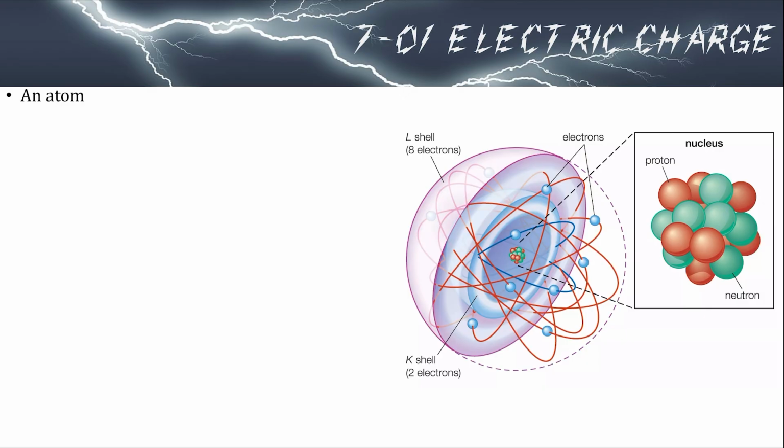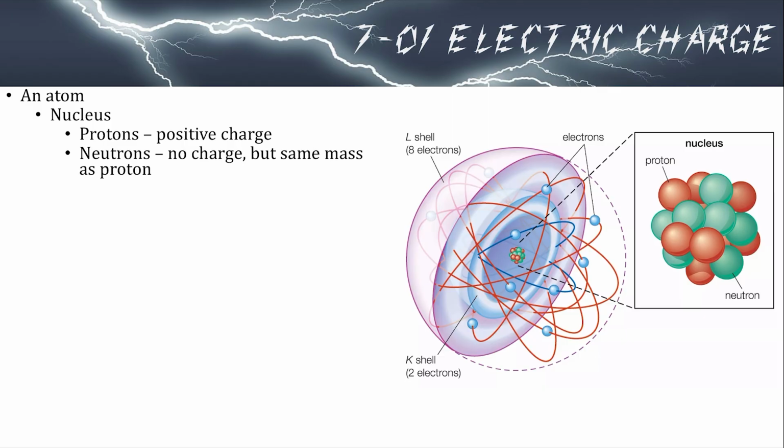Electric charge comes from the atoms. In the nucleus of the atom, we have protons, which have positive charge, and neutrons, which have no charge, but the same mass as the protons. So they're all jumbled together here in the nucleus, which is this tiny little part of the atom.